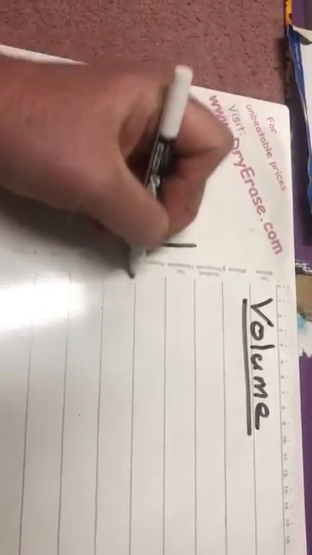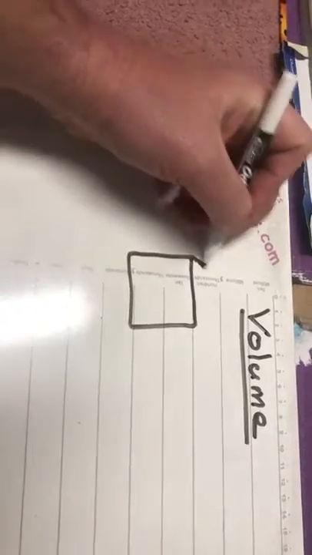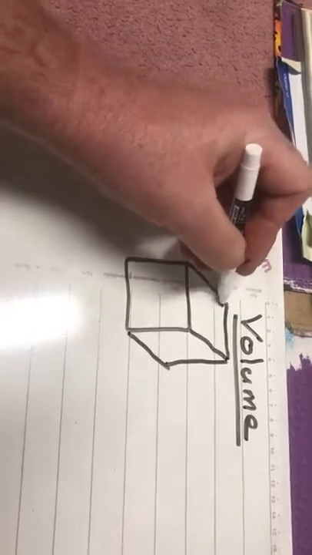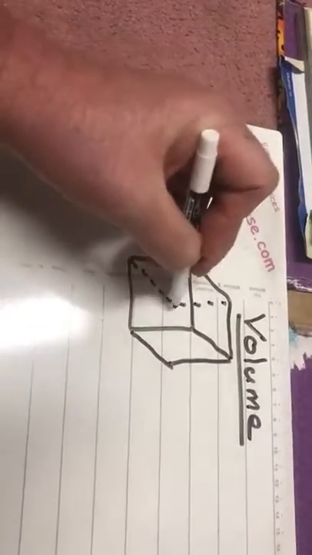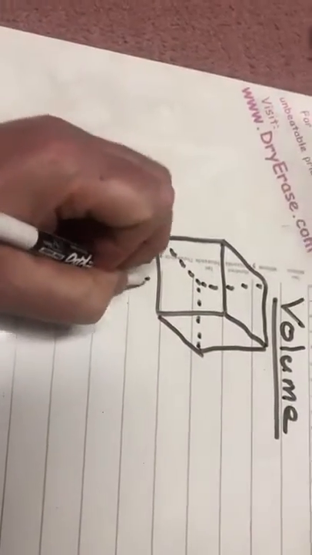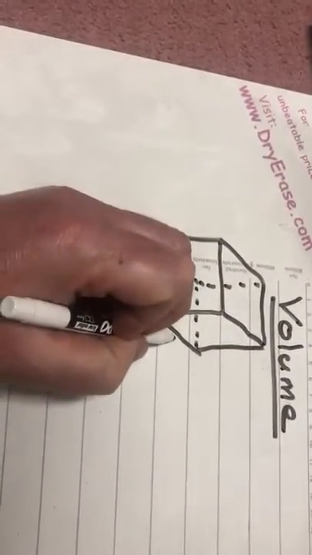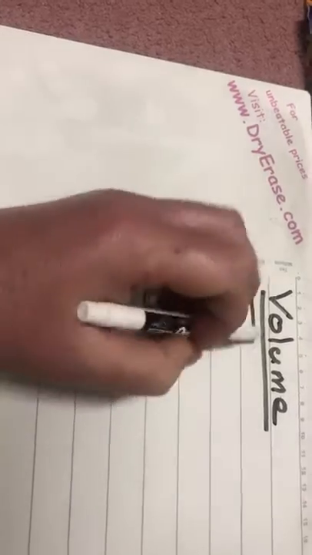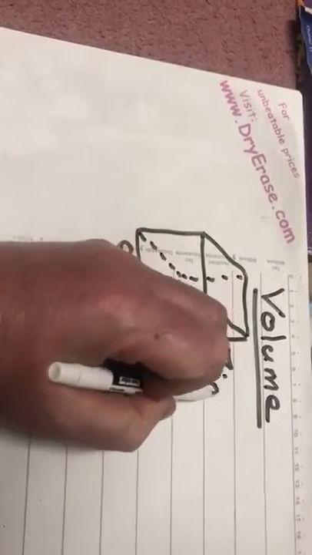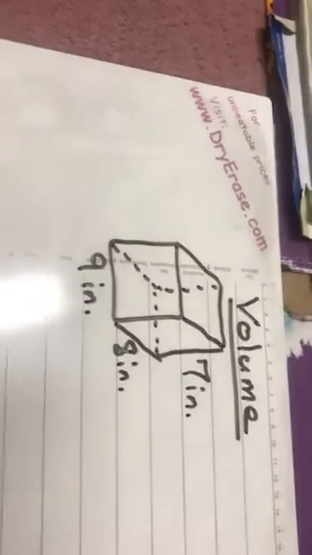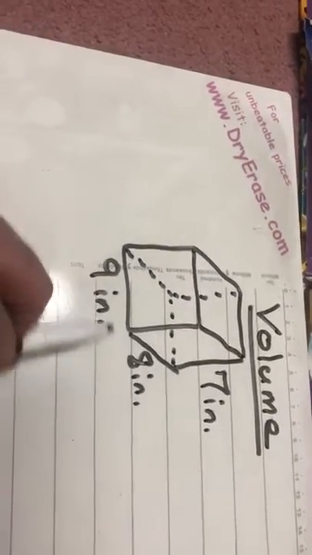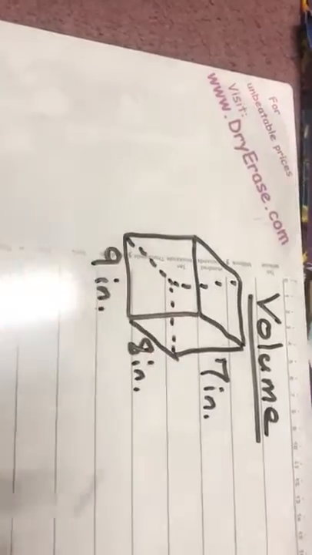So let's say here we have a rectangular prism. We've kind of been drawing some of these. Through the years, I've gotten much better. And there we go. And we're going to say that this is 9 inches, this is 8 inches, this is 7 inches. So that's our rectangular prism: 9 inches long, 8 inches wide, 7 inches tall.